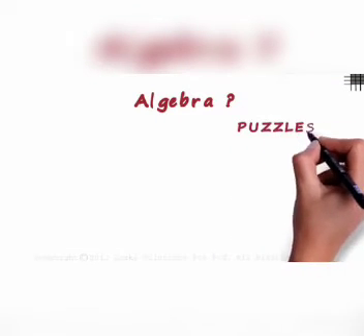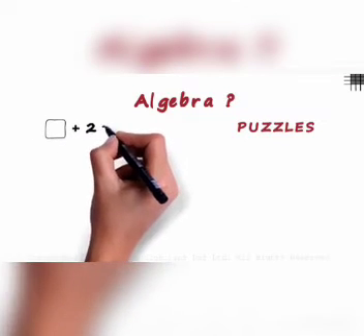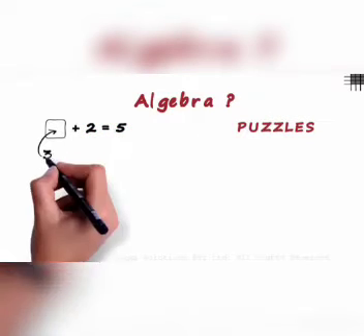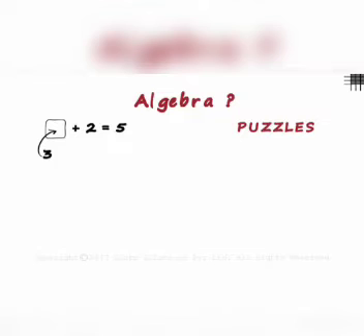It's simple. It's all about puzzles. Here's one for you. This plus 2 equals 5. We just have to find the number in this box. Which number, when added to 2, gives us 5? Simple. It's 3. We can say that 3 plus 2 equals 5.